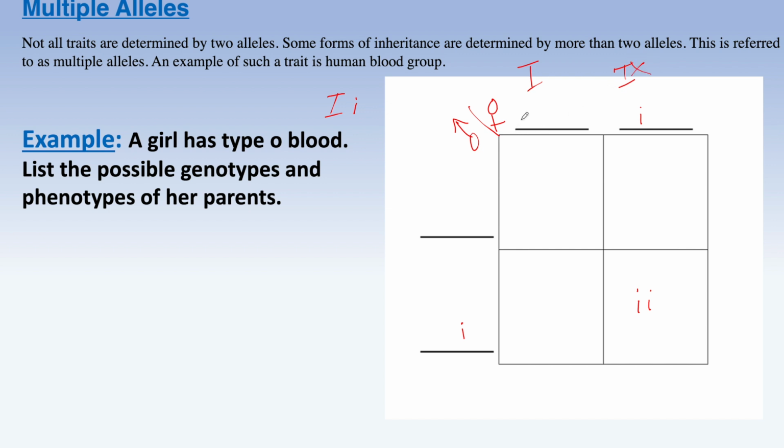Now, maybe both of them are O, that means i small. I'll do my best to write all the options here. Maybe both of them are carrying A, heterozygous, or both of them are carrying the B marker, heterozygous. But they will never carry A and B. Maybe both of them are A, maybe one A and one B, but in all cases their genotypes should be heterozygous in order to pass what? To pass the little i to their daughters.